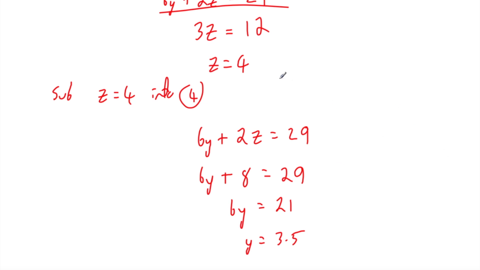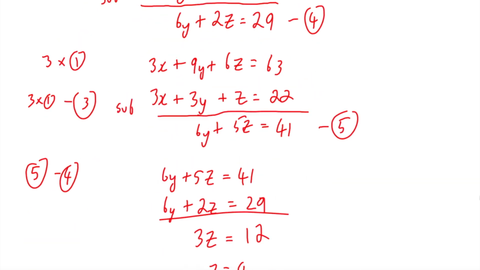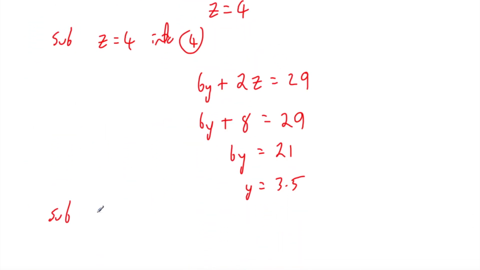So we found the price of a large coffee, £4, and the price of a medium coffee, £3.50. We're now going to substitute both of those into one of these equations. I'm going to choose equation 1 here: x plus 3y plus 2z equals 21. So let's write that down. Sub z equals 4 and y equals 3.5 into equation 1.